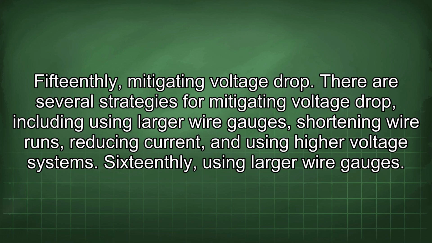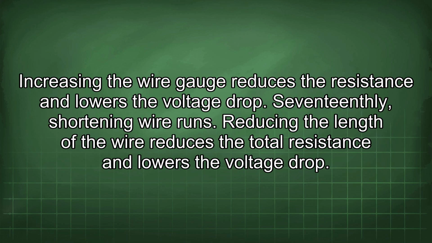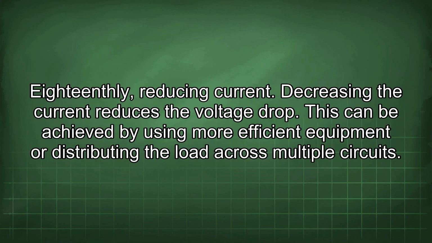16thly, using larger wire gauges. Increasing the wire gauge reduces the resistance and lowers the voltage drop. 17thly, shortening wire runs. Reducing the length of the wire reduces the total resistance and lowers the voltage drop. 18thly, reducing current. Decreasing the current reduces the voltage drop. This can be achieved by using more efficient equipment or distributing the load across multiple circuits.